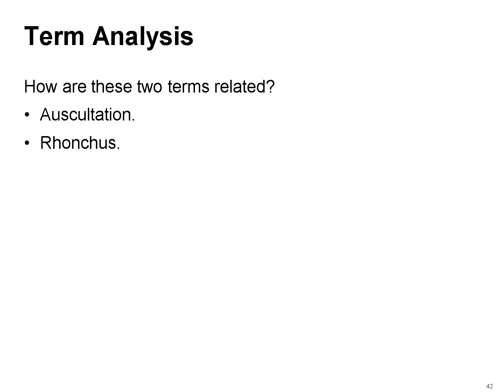A rhonchus refers to a wheezing sound heard during auscultation of the lungs. These sounds occur when air passes through a constricted airway and can be indicative of conditions like asthma or bronchitis.